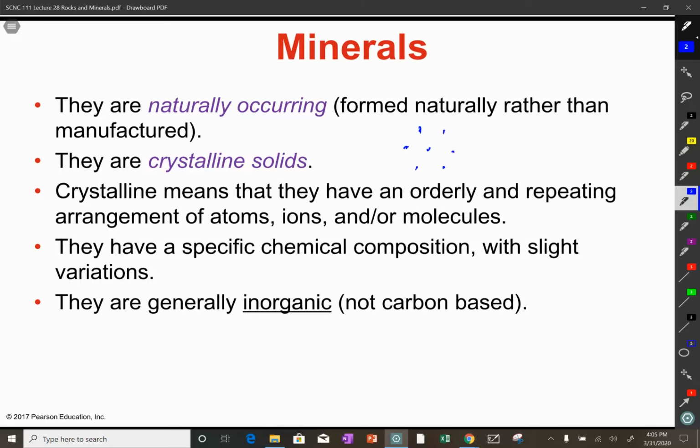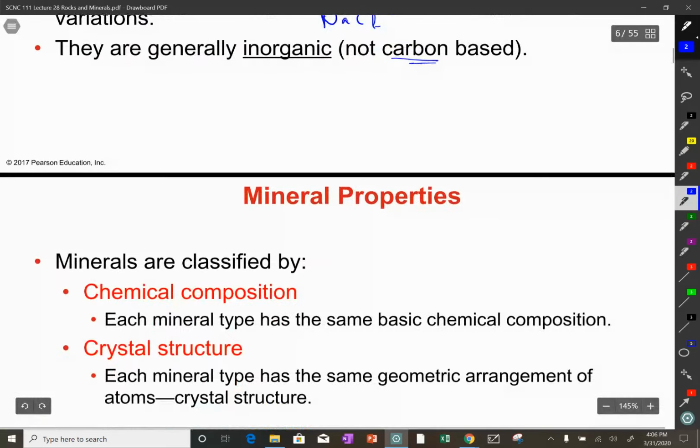And these minerals have specific chemical compositions. So we've learned, for instance, about sodium chloride. Sodium chloride is a crystal with sodium and chlorine atoms, and it occurs naturally. It has a crystalline form. It's a mineral. They're generally inorganic. Remember, organic means carbon-based, so inorganic, generally not carbon-based. But there are some minerals that are carbon-based.